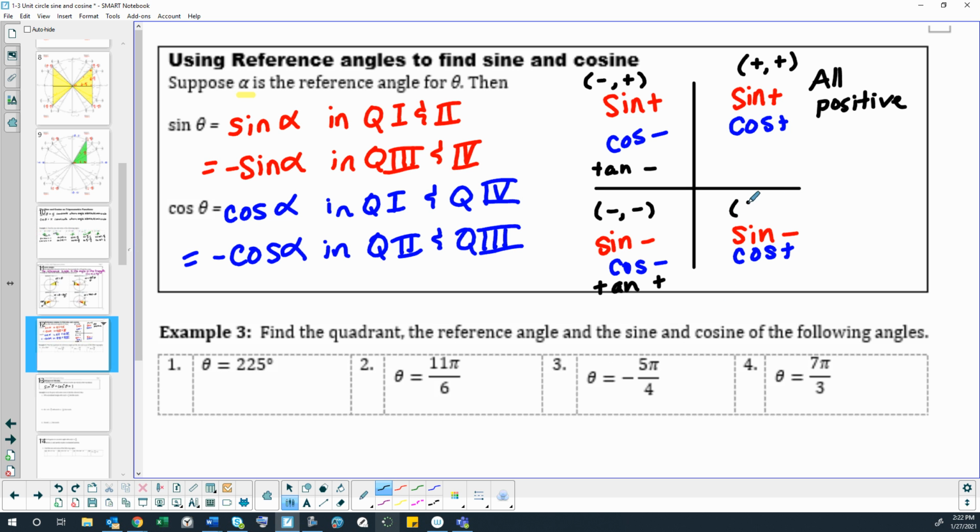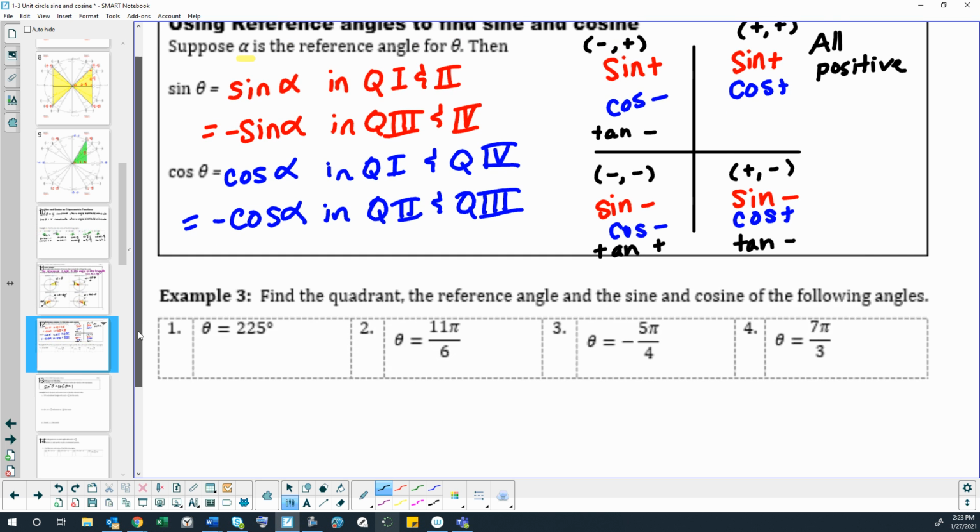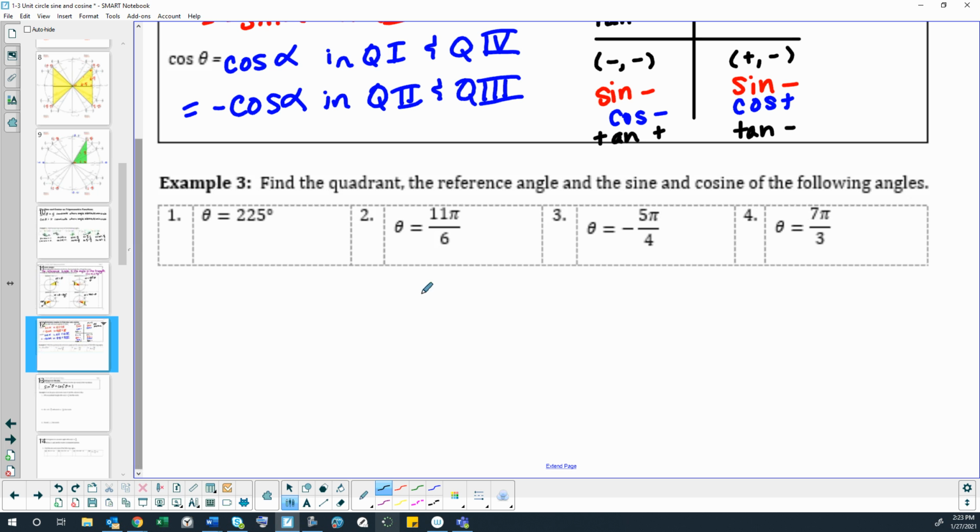And then in quadrant 4, we have a positive x value and a negative y value, making our sine, or opposite side, negative. Cosine, the adjacent side, is positive, so then opposite divided by adjacent, tangent, will be negative in that quadrant as well. Okay, let's go through some more examples.